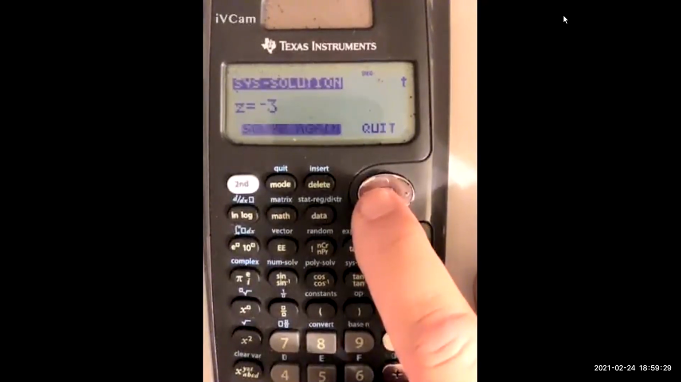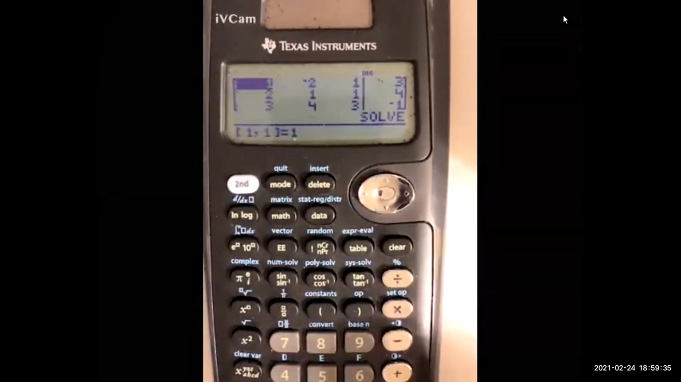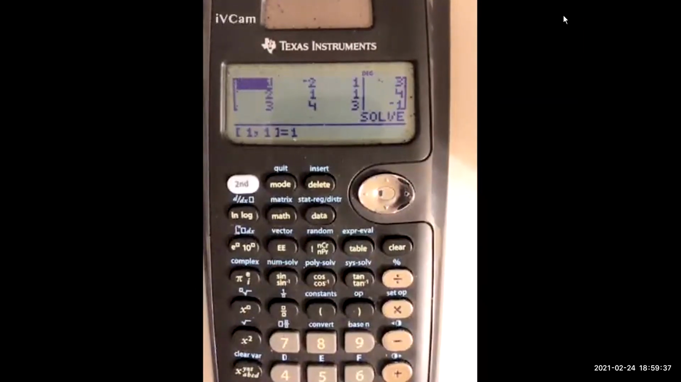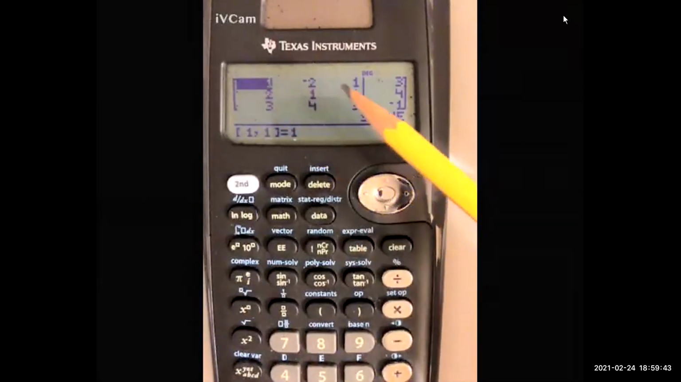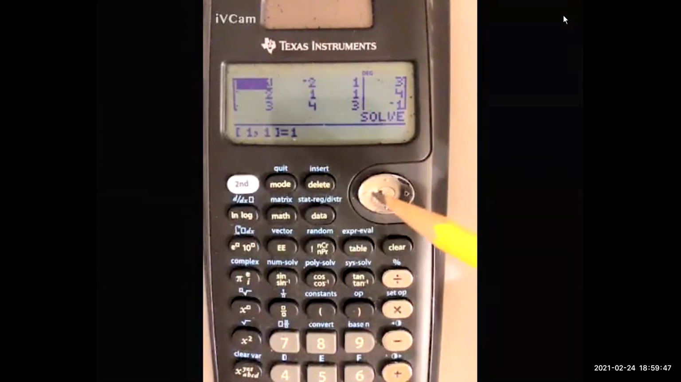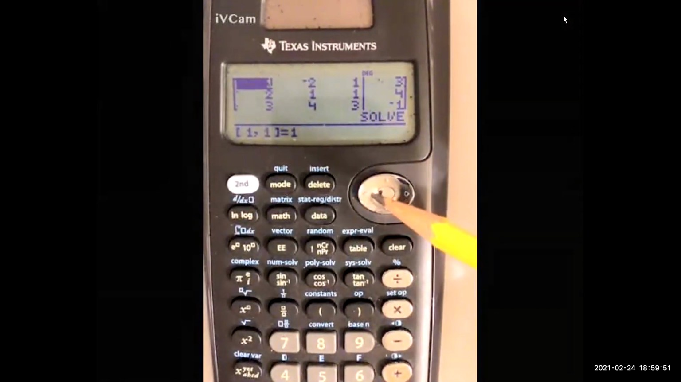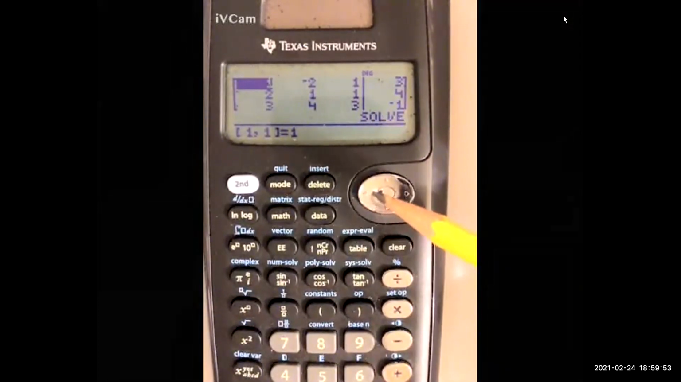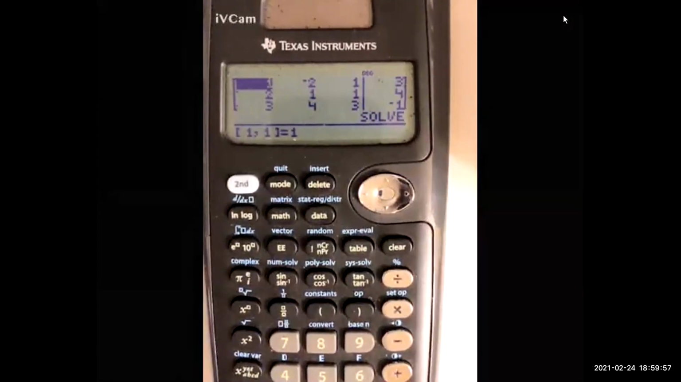Arrow down, it's telling me right here, arrow down, so I will. Y is negative 1. Z is negative 3. If I want to go back and solve again, I can do that. If I want to quit, I can do that. If I solve again, notice something. It remembers what our last coefficients were. It remembers what we just entered. You can just type right over those. So if you have another problem that you want to check, then you just type right over that, and keep going.